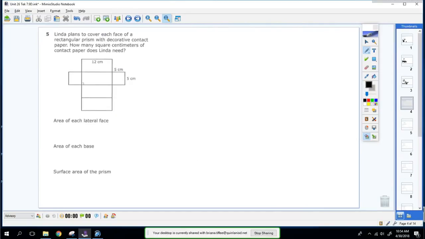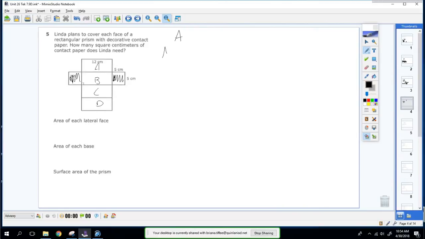All right, number 5. Linda plans to cover each face of the rectangular prism with decorative contact paper. How many square centimeters of contact paper does Linda need? So you're going to find the area of each lateral face. I'm going to say that these squares on the ends are the bases, so the rest are lateral. I'm going to label this A, B, C, D. I'm going to find the area of each lateral face.